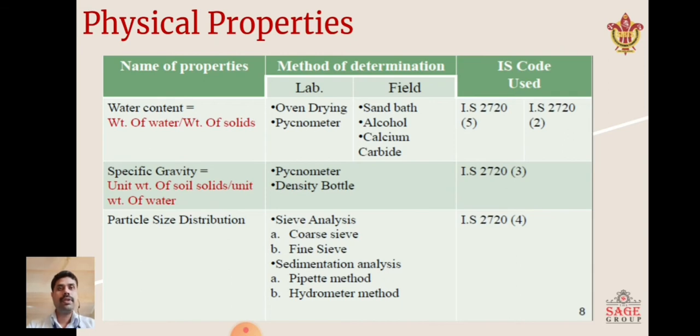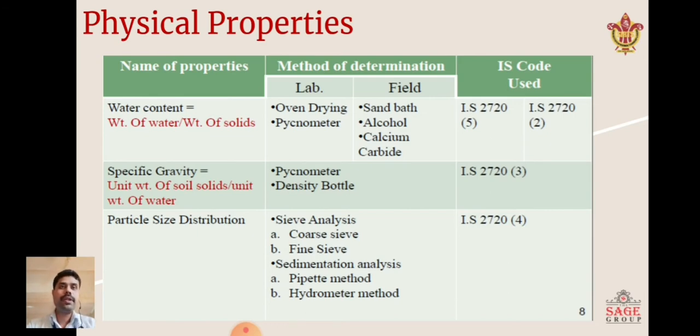The second physical property of soil is specific gravity, which can be known by unit weight of soil solids upon unit weight of water. That is the formula for specific gravity. And the methods used for knowing the specific gravity are pycnometer and density bottle. These two methods are used for knowing the specific gravity of the soil. Here also IS 2720 is used for determining that property.